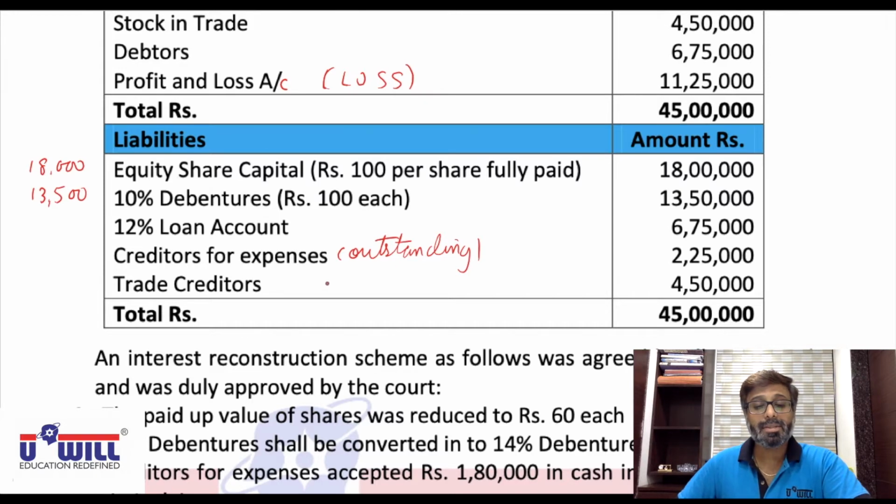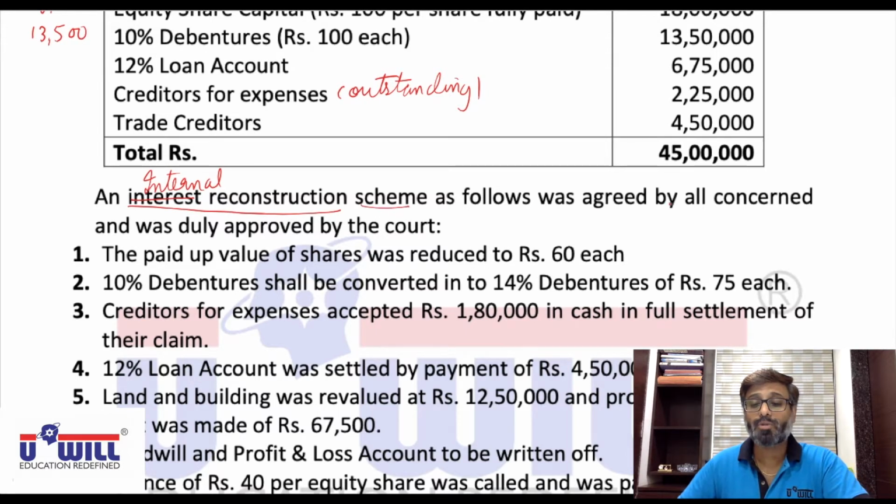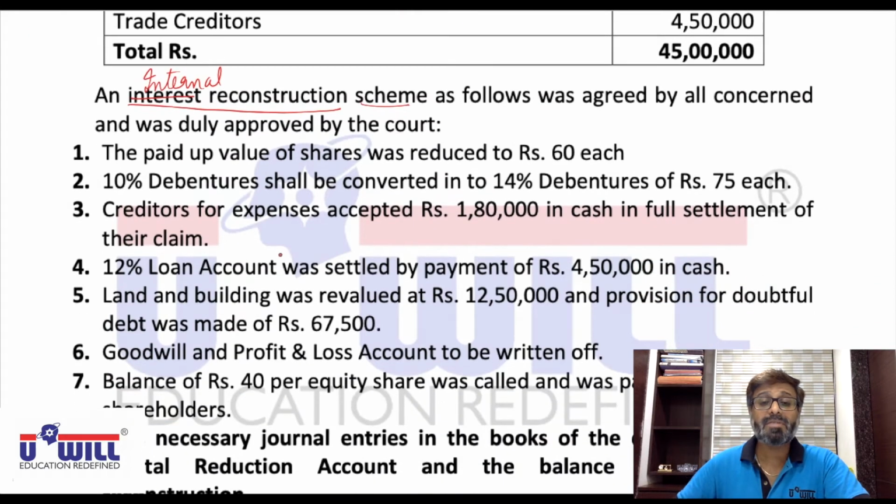And trade creditors. Now, clearly given an internal reconstruction scheme as follows was agreed by all concerned and was duly approved by the court. I repeat again, in external reconstruction, the new company's name will be given, however here the word internal reconstruction is completely specified. Adjustments, we will read when we solve it.